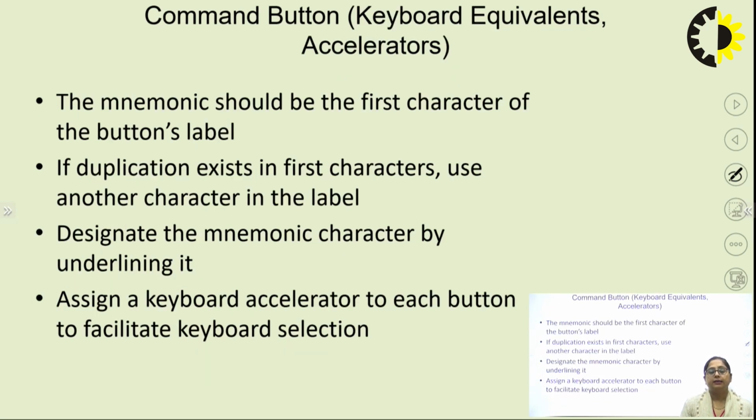Okay, and the command button, keyboard equivalent and accelerator. So, what are these? The mnemonic should be the first character of the button's label, like Control S, that is for save. Okay. So, these are the accelerators which will accelerate your task, that means which will help you do your task easily without pressing the button, with the help of this shortcut key. So, if duplication exists in the first character, use another character in the label.